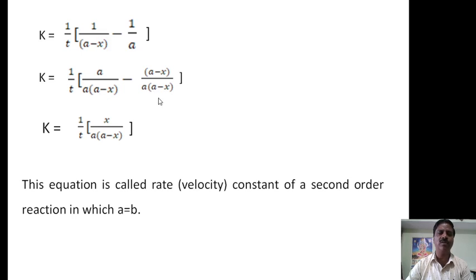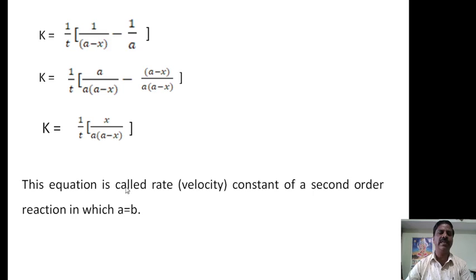Then you have to take the LCM, that is the common factor. Therefore 1 over t, k is equal to 1 over t into a minus x, this is the denominator. In the numerator, you have to multiply this factor by the minus value, therefore minus a. This is a minus minus plus, therefore plus will be minus a, minus a plus x. Therefore minus a and plus a get cancelled, you will get x.